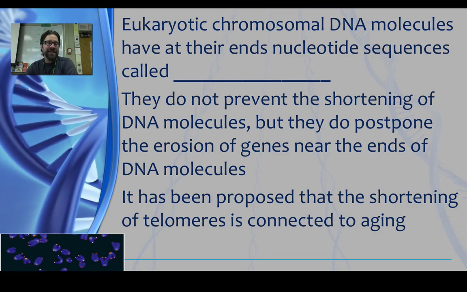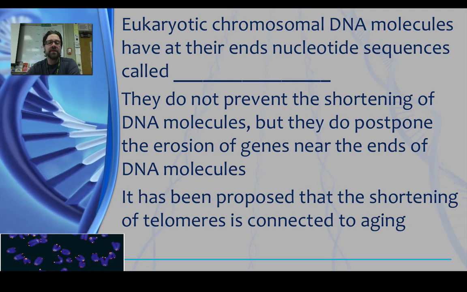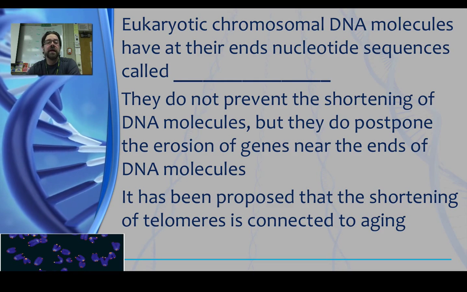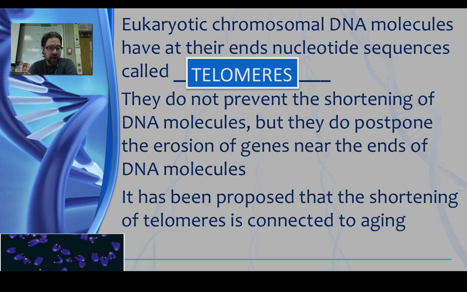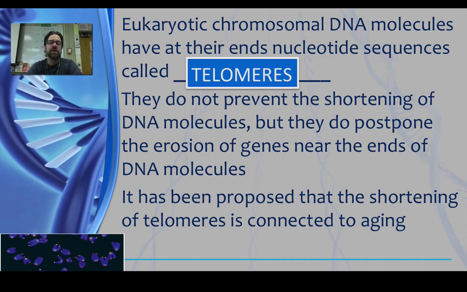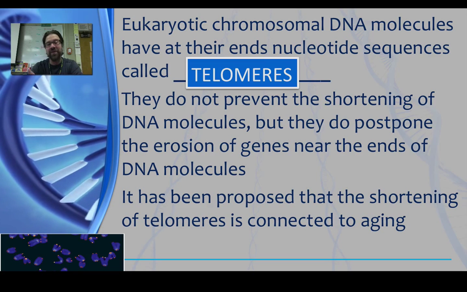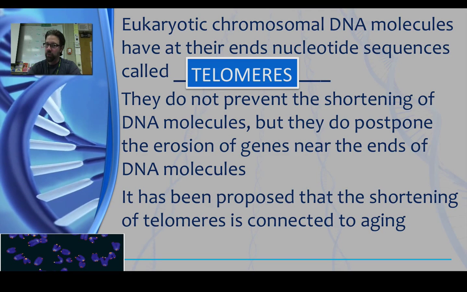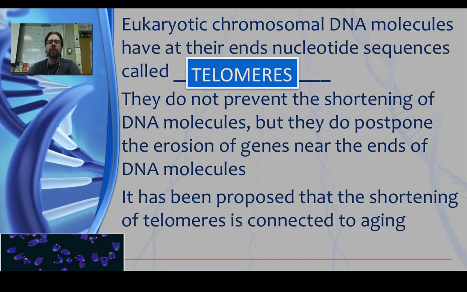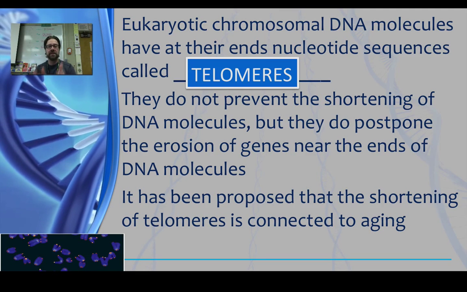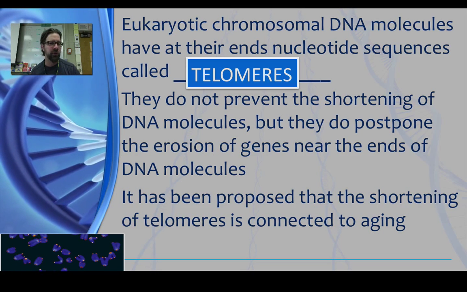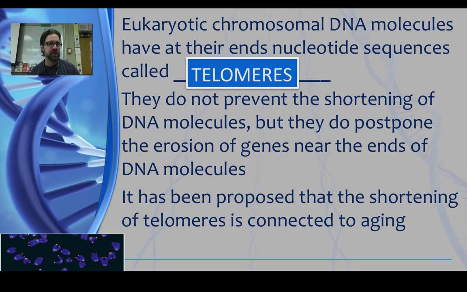Eukaryotic chromosomal DNA molecules have at their ends nucleotide sequences called telomeres. They don't prevent shortening of the DNA molecules, but they do postpone erosion of genes near the ends. All right, so what do we have going on here? Well, at the end of a DNA, you have a whole bunch of sequences that repeat each other. They don't really code for anything. It's just like extra DNA.